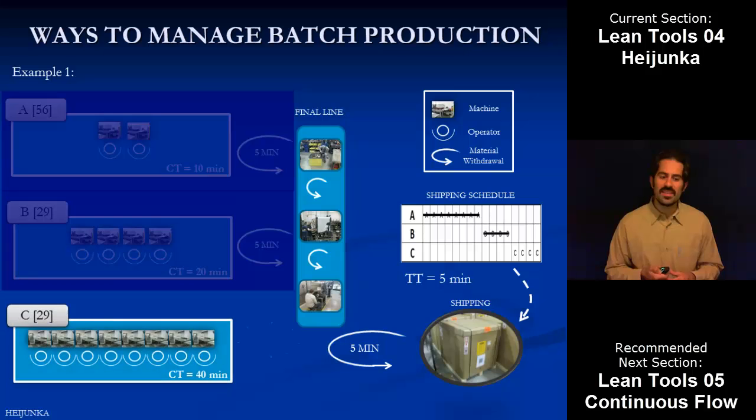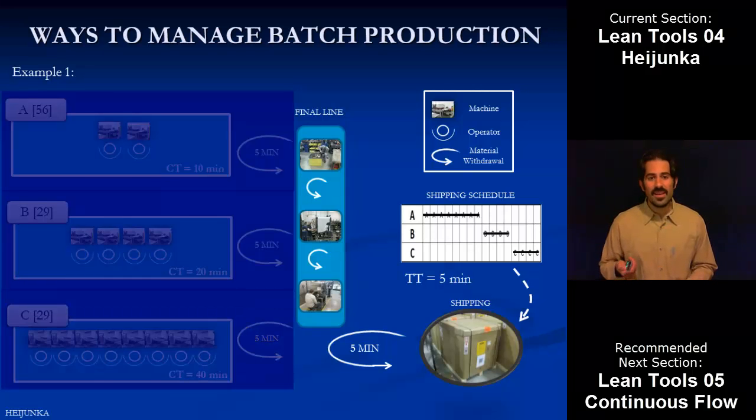So we finish our B's, and now we get to our C's. And now we run into a real problem, because the C is the most complicated version we make. It takes 40 minutes to make each C. So 40 minutes divided by 5, our takt time, means now we've got to get 8 people together to come and build these parts, just 29 of them, to get them to the line so we don't shut production down.